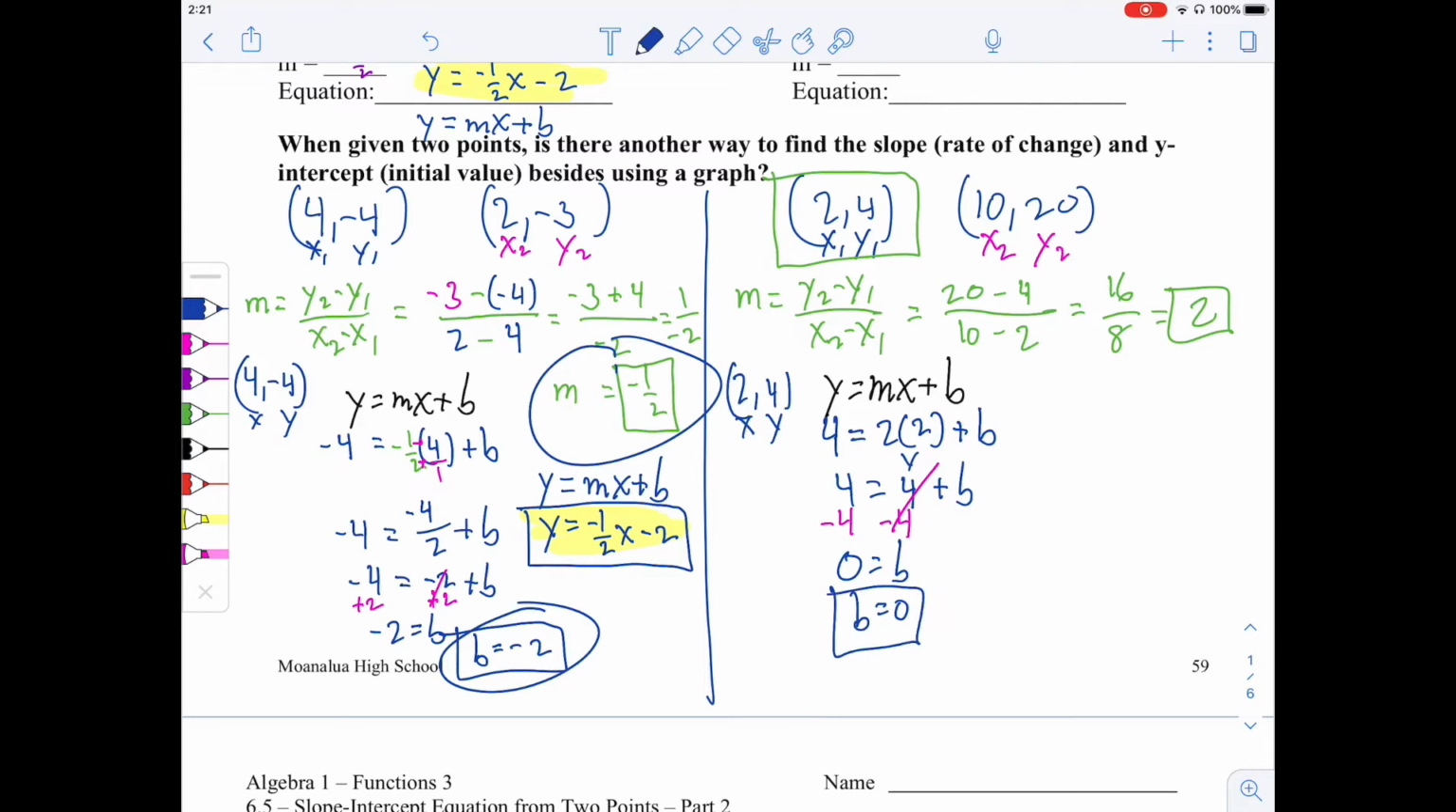And that's our b. Then we're going to write out y equals mx plus b. So y equals our slope, 2, next to x, and our b is 0. So plus 0, but it simplifies to y equals just 2x, because the 0 disappears and you don't need it there. And that's it.